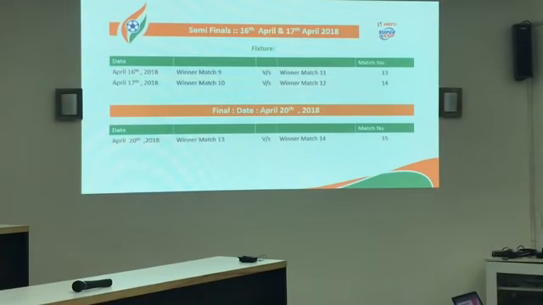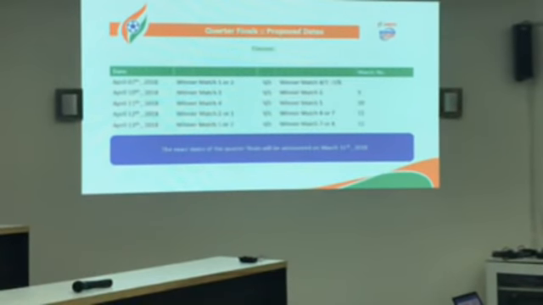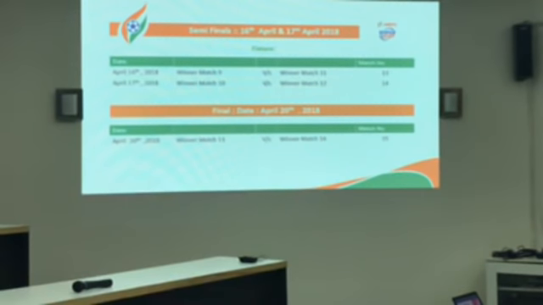Okay? These dates are finalized, irrespective of who plays in the quarter final. The final dates are there, 16th and 17th. Winner of match 9 versus winner of match 13, winner of 10 versus, sorry, match numbers 13 and 14, 9, 11, 10 and 12. And the final will be played with the winners of match numbers 13 and 14. So that completes our talk. Any questions on this?